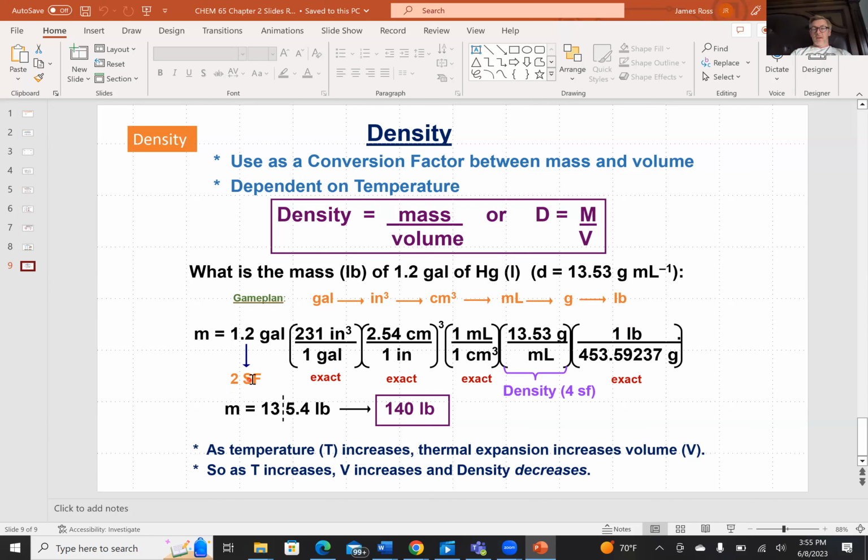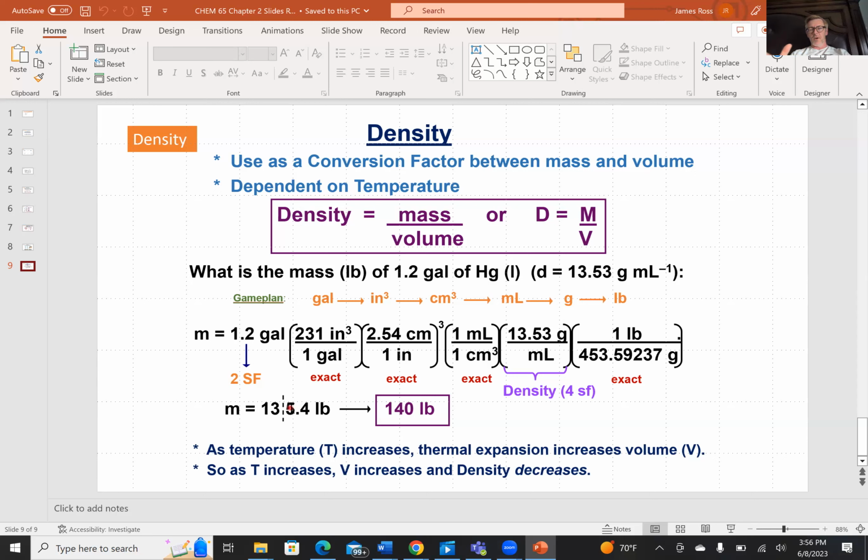We've got a 2 significant figure input. Exact conversions don't count as significance. We've got a 4 significant figure density. Because we're multiplying, we propagate least significant figures. In this case, it's 2 significant figures. Our calculator tells us 135.4 pounds. We've got our dashed line that separates the significant digits on the left, and then 2 insignificant digits on the right. We've got a 5 and a 4.